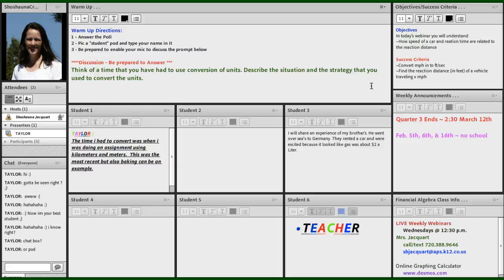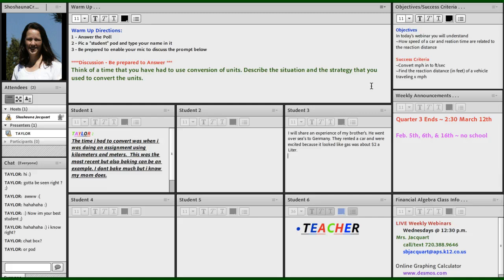Okay, Taylor, I'm going to go ahead and read yours. The time you had to convert was when you were doing an assignment using kilometers and meters. It was the most recent, but baking can also be an example. Yeah, that was actually going to be my example, a baking example. The butter that I have comes in ounces, so I was making sure that I was converting ounces and cups.